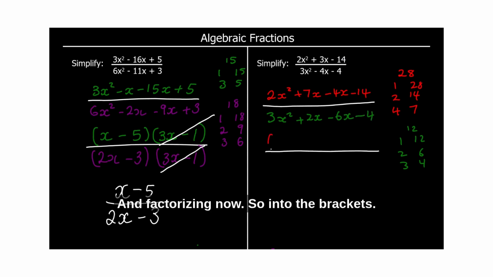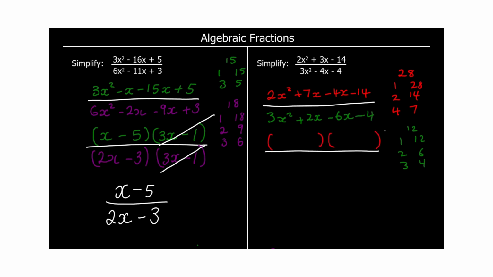And factorizing now, so into the brackets, 2x squared and 7x have both got x in. X times 2x makes 2x squared. X times 7 is 7x. Negative 2 times 2x is negative 4x. Negative 2 times positive 7 is negative 14.